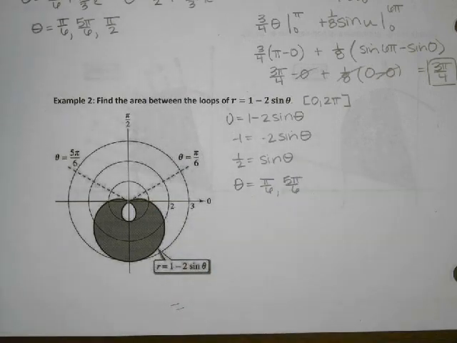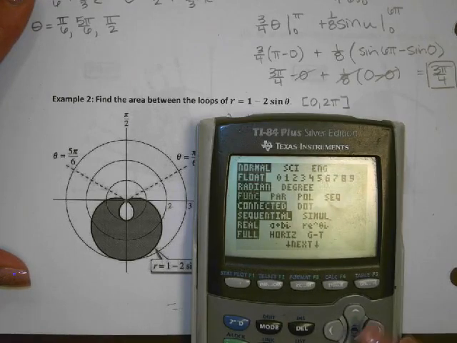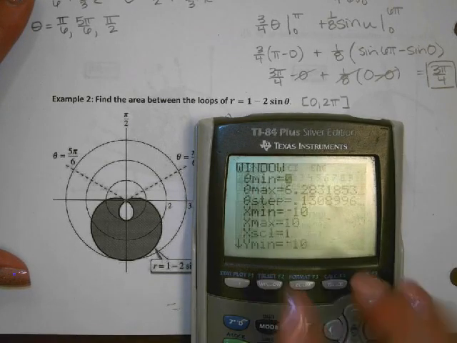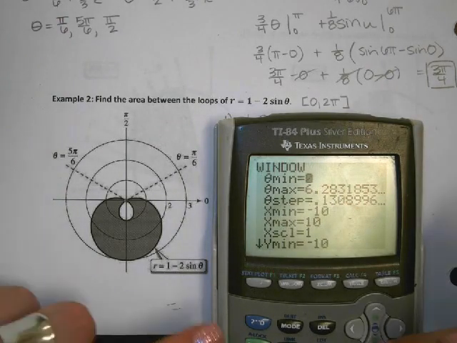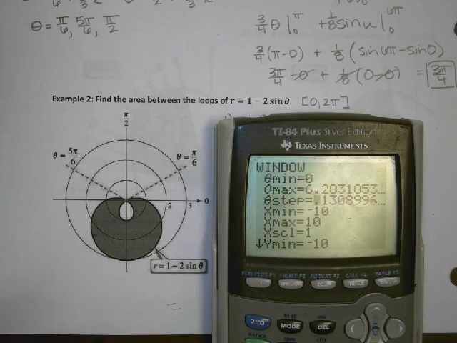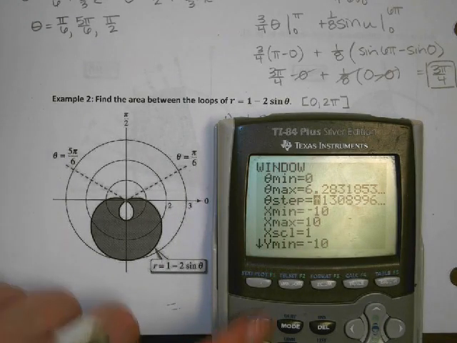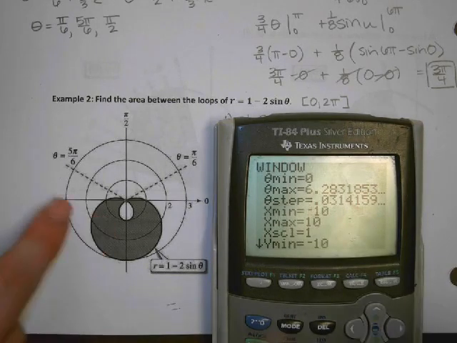And now I'm going to go ahead and show you something on the calculator. Okay, so I'm going to put my calculator into polar. I'm going to change my window, so I like the 0 to 2 pi like this. What I'm going to do is make my step even smaller just so that you guys can see it graph a lot more slowly. So if I do like pi over 100, it's going to graph it way more slowly.